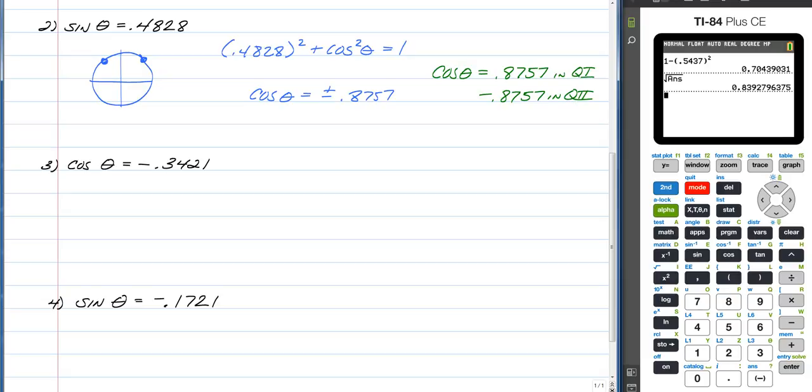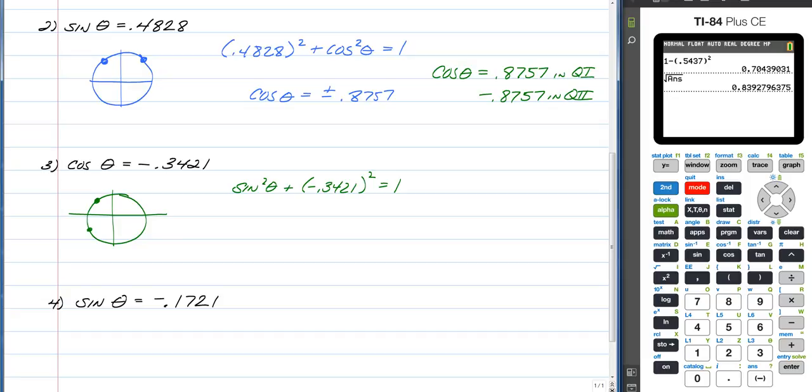For the example after that, again, we are given cosine, but this time we are given that cosine is negative. So we're going to be starting out in quadrants 2 and 3. But again, after that, you should have had the exact same setup. So we should have, once again, sine squared theta plus our given negative 0.3421 squared is equal to 1. Type in the calculator 1 minus the 0.3421 squared.